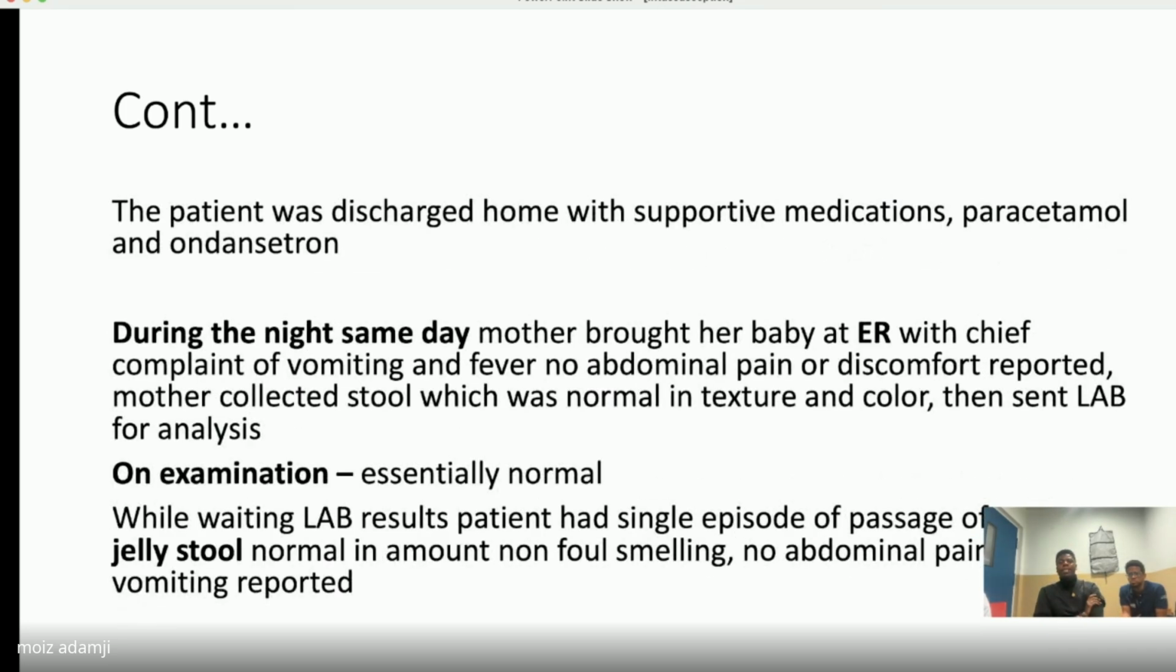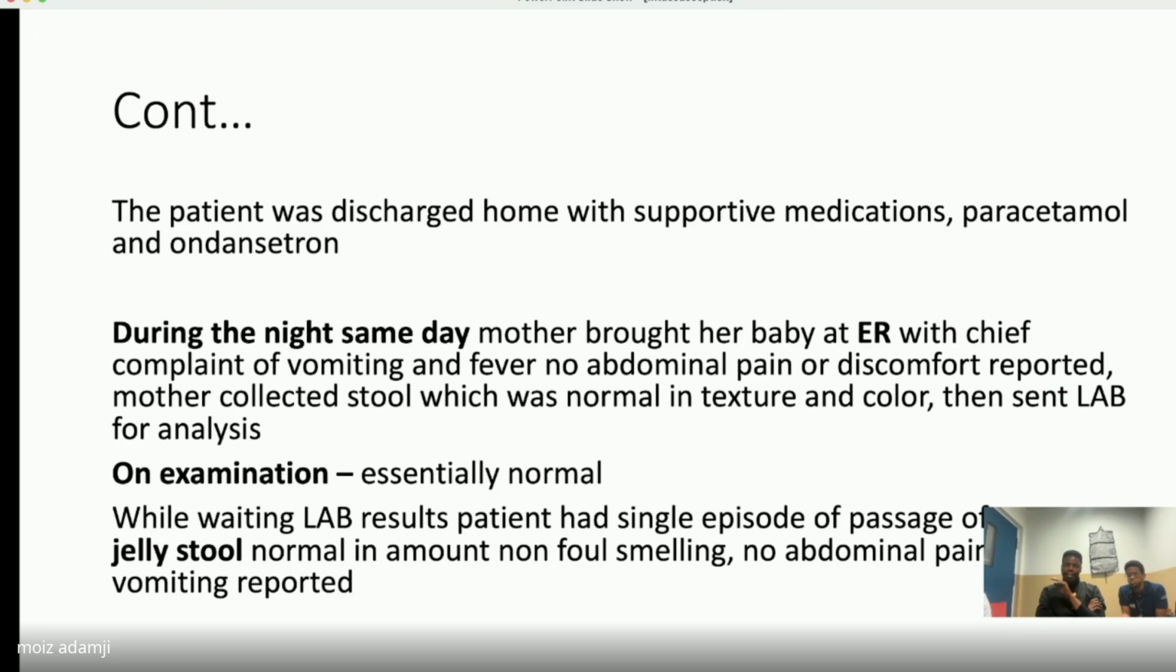So the patient was discharged home with supportive medication, paracetamol and ondansetron. The same day, the patient came back to the ER with the chief complaint of vomiting and fever. However, there was no abdominal pain or discomfort, and the mother collected the stool, which was initially normal in texture and color.